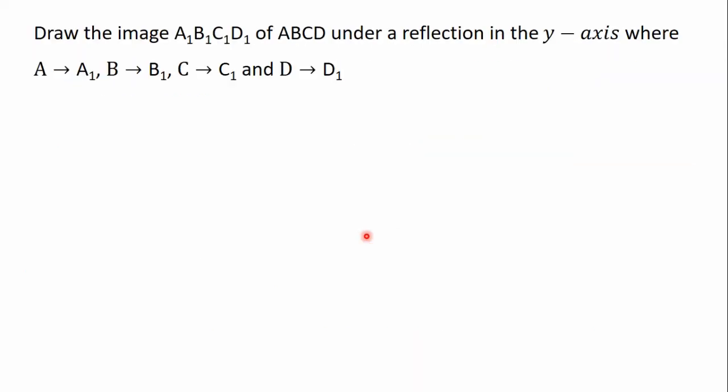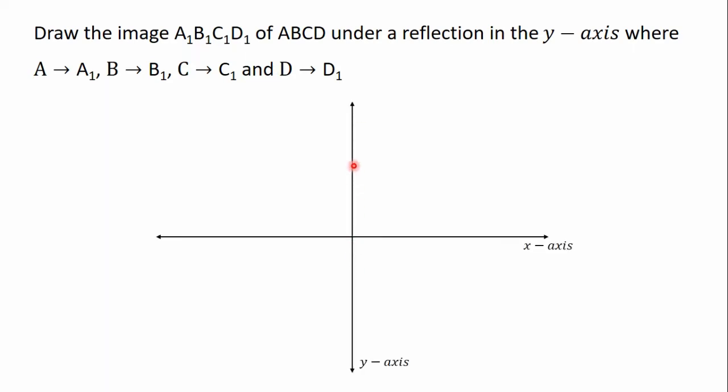Let's start. So we are going to draw the image rectangle A1, B1, C1, D1 of ABCD under a reflection in the y-axis, where A maps to A1, B maps to B1, C maps to C1, and D maps to D1. Now, what does this mean? Let's assume that this is our graph sheet. So we have our x-axis here and we have our y-axis here. In the previous video, we drew rectangle ABCD.